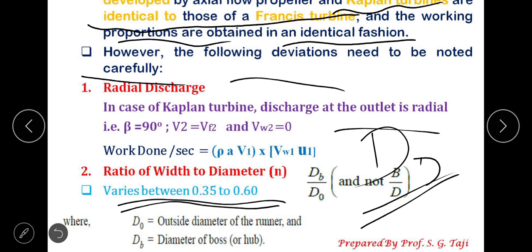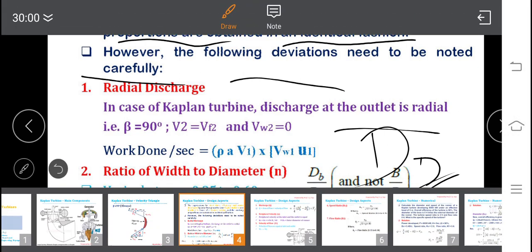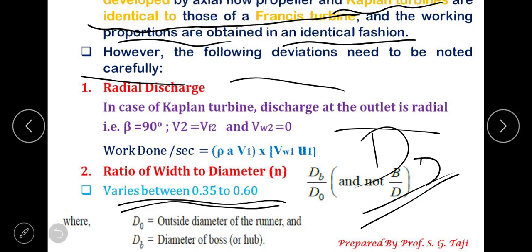dd is the outside diameter of the runner. DO is also equally correct to represent the outer diameter. So DO or DD, whatever you want, you take. Whereas dB is the diameter of the boss or hub of the Kaplan turbine.